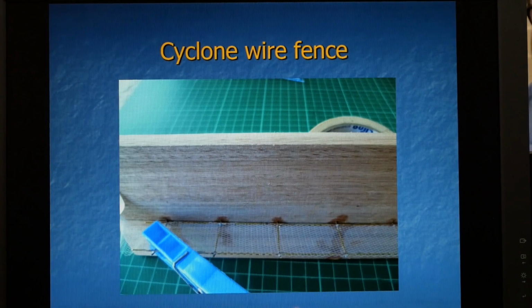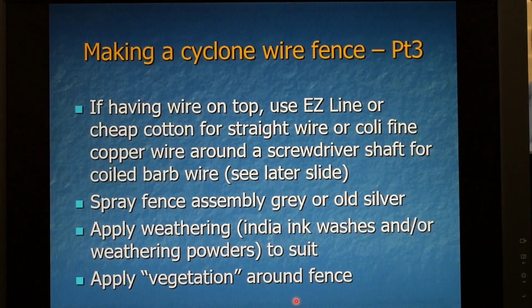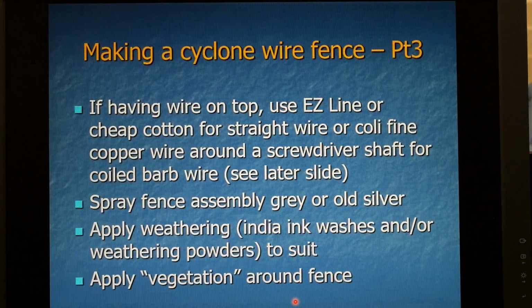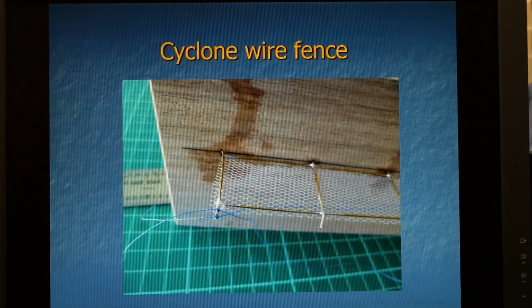Okay, this again shows the cyclone wire fence with the tulle being stretched across the side of the fence and clamped by a clothespin. Making the cyclone wire fence on top for the wire, you can again use Easy Line or cheap cotton, or you can coil fine copper wire around a screwdriver shaft to make a coiled barbed wire along the top, and I'll show that in the next slide or so. You can then spray paint the fence either grey or old silver, apply weathering with Indian ink washes and weathering powders, and apply any vegetation around the base of the fence.